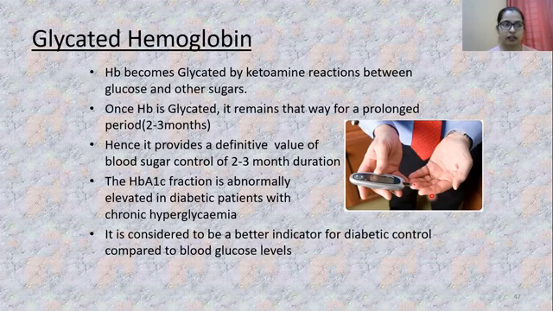So if a person has diabetes, it is reflected in their HbA1c values for a longer time. It gives a value over a longer duration, 2 to 3 months. So it is more definitive to have the glycated hemoglobin level determined if we want to know the blood sugar level of a particular patient.